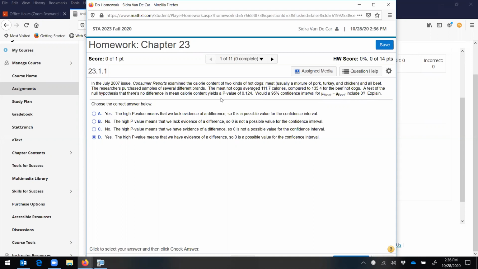Okay, so if my p-value is 0.124, I would fail to reject the null hypothesis because this is not smaller than 0.05. If I fail to reject, that means I can't claim there's a difference in the calorie content. So yes, the high p-value means we lack evidence of a difference. So 0 is possible inside our confidence interval.